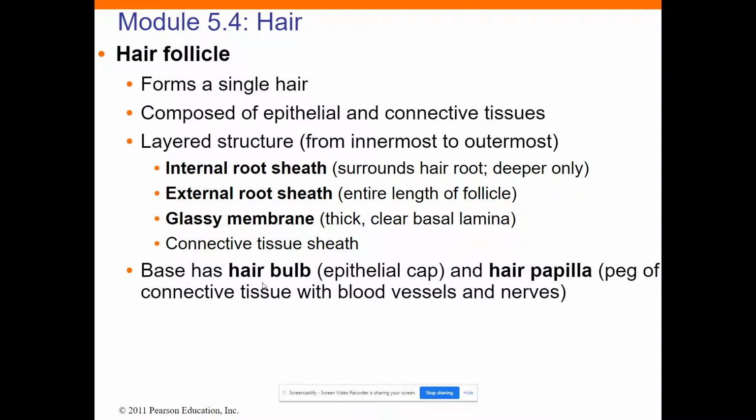And then the base of the hair follicle has a hair bulb and hair papilla. So the hair bulb, the epithelial cap. If you ever pull out a piece of hair from your head, slowly and gently, it hurts because your hair papilla is connected to your nerves. But if you can pull it out slowly, you see at the end of it a white cap at the base of the hair where it came out of your head, and this is the epithelial cap and the hair bulb that your hair is growing out of.